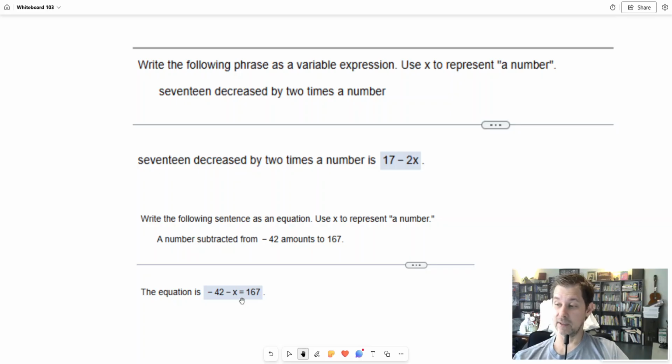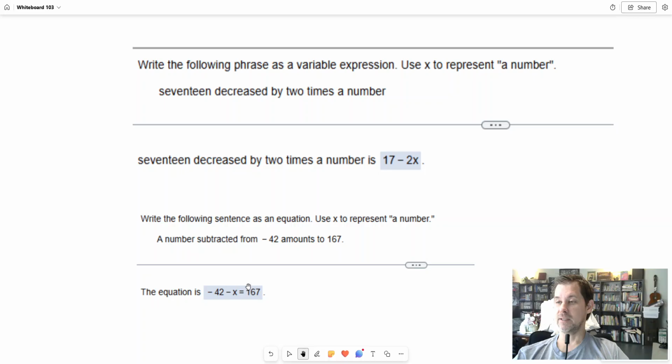So a number subtracted from negative 42. I do negative 42 minus x. That's a number subtracted from negative 42. So it's not x minus 42. It's negative 42 minus x, a number subtracted from negative 42, amounts to, or equals, 167. Instead of amounts to, we could have said is 167 or yields 167, but it's amounts to that means equals in this case.